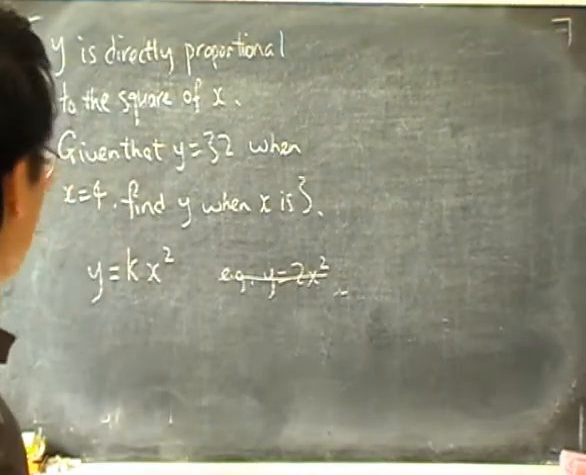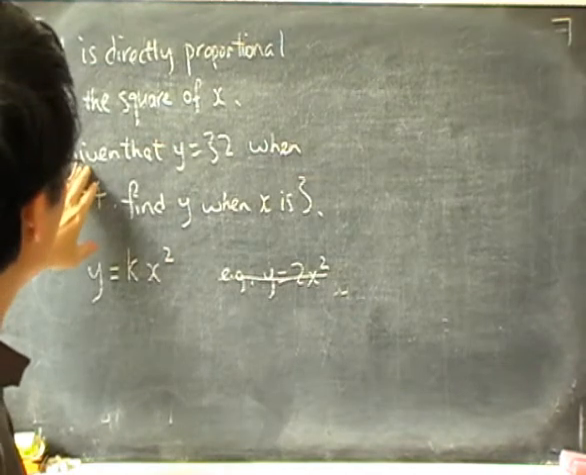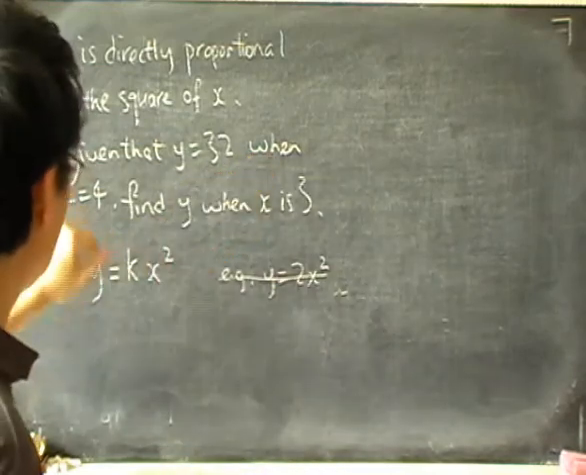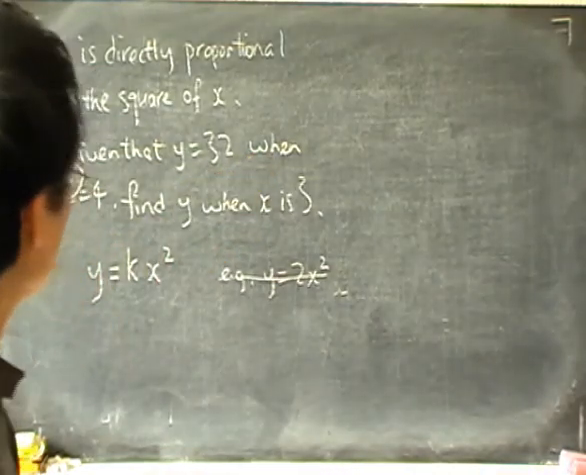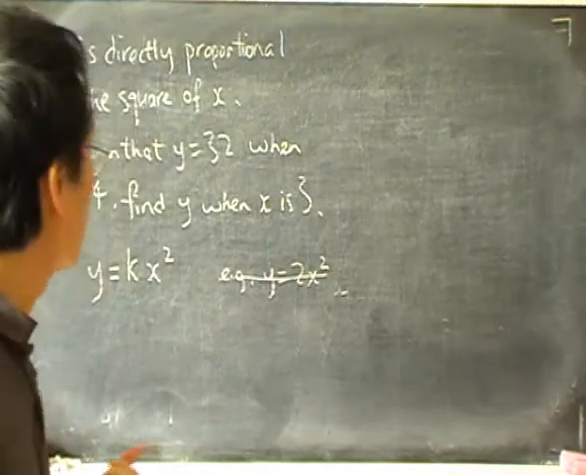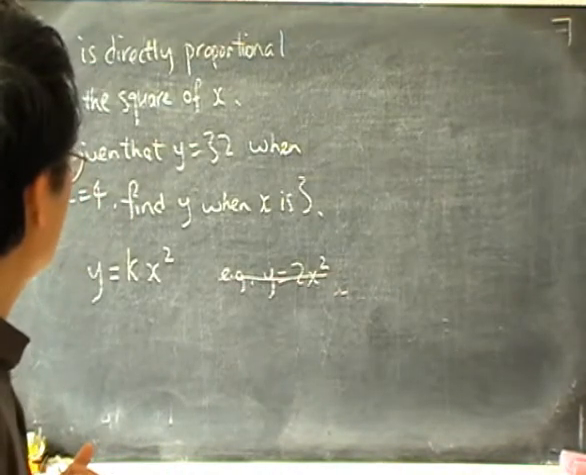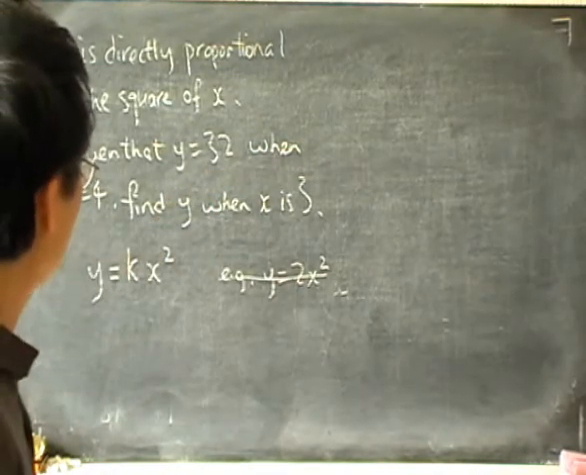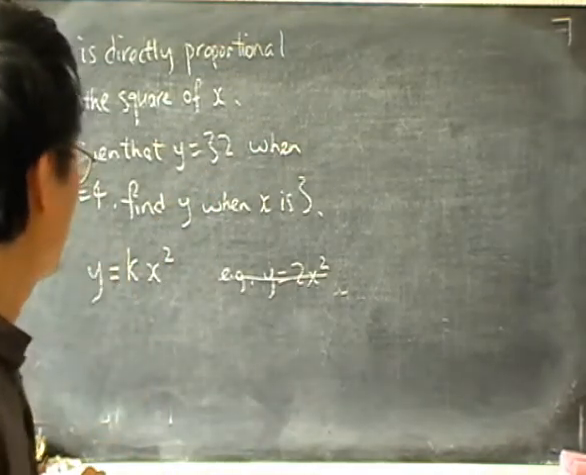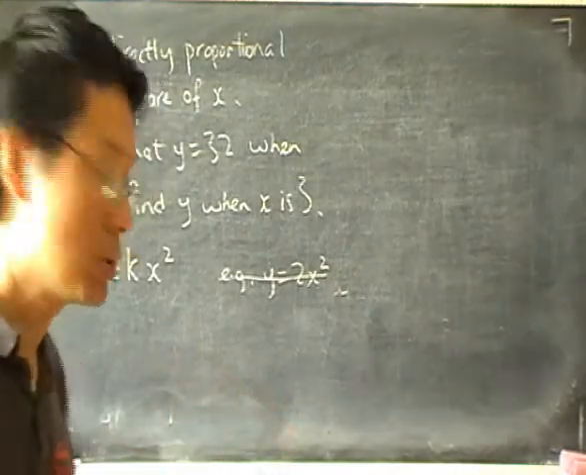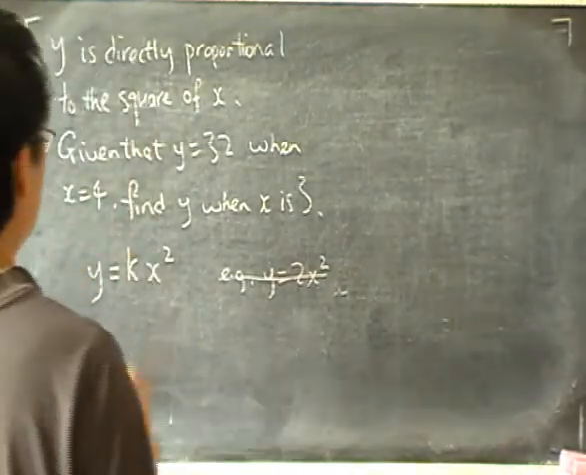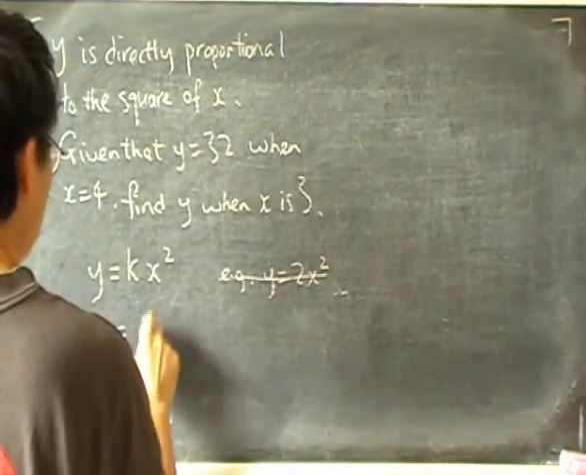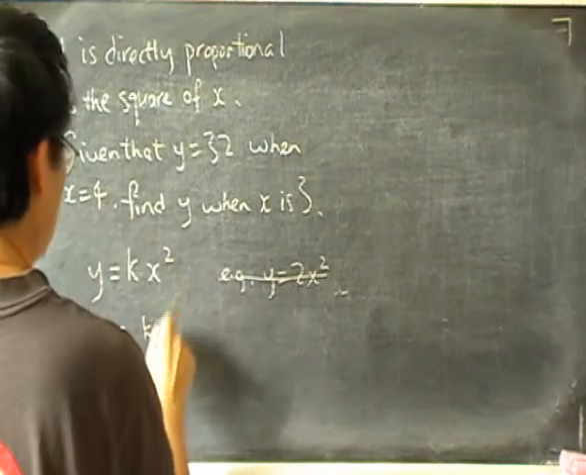In the next sentence, we are given that y is equal to 32 when x equals 4. So with this information, we could try substituting the y and x values into here. And hopefully that will help us to solve the problem. I will put 32 into the y and 4 into the x squared.